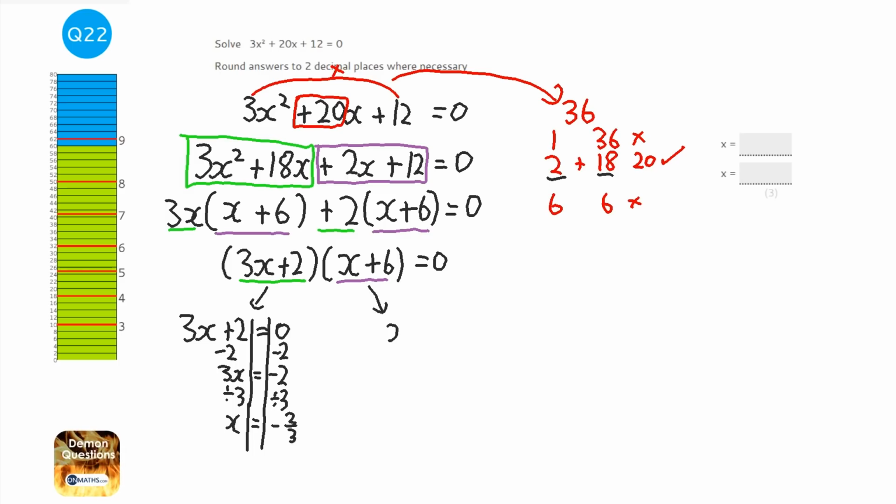And we're going to do the same with this one, slightly easier, because all we need to do is take away 6 from both sides. So our two solutions. Now it says to round our answer to 2 decimal places. So the first one we don't need to, it's just minus 6. And the next one, well, 2/3 is 0.6 recurring. So that's going to be minus 0.67 to 2 decimal places.